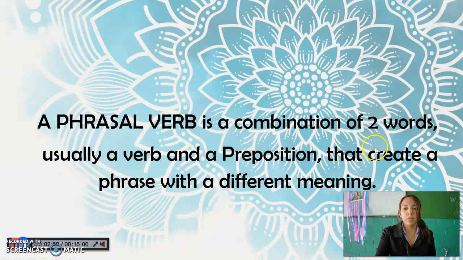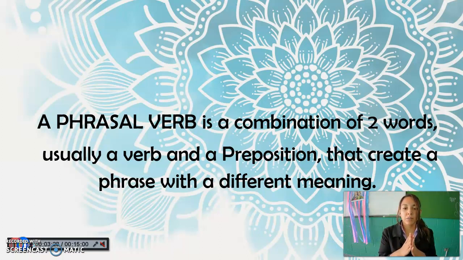A phrasal verb is a combination of two words, usually a verb and a preposition, that create a phrase with a different meaning. That is to say, in other words, we have different examples of phrasal verbs, like turn on. For example, turn on is a phrasal verb. It's a combination of two words. So in this case, the main verb is turn, and the preposition is on.